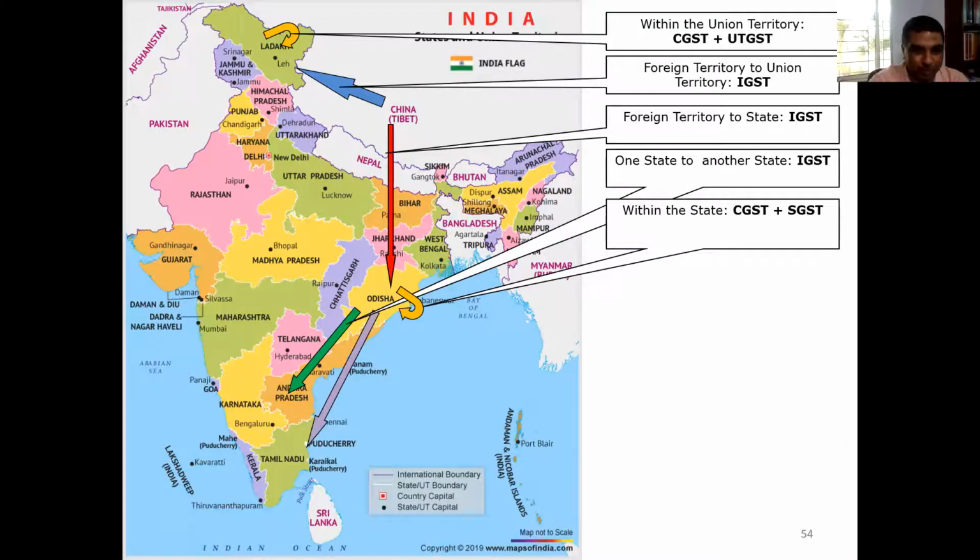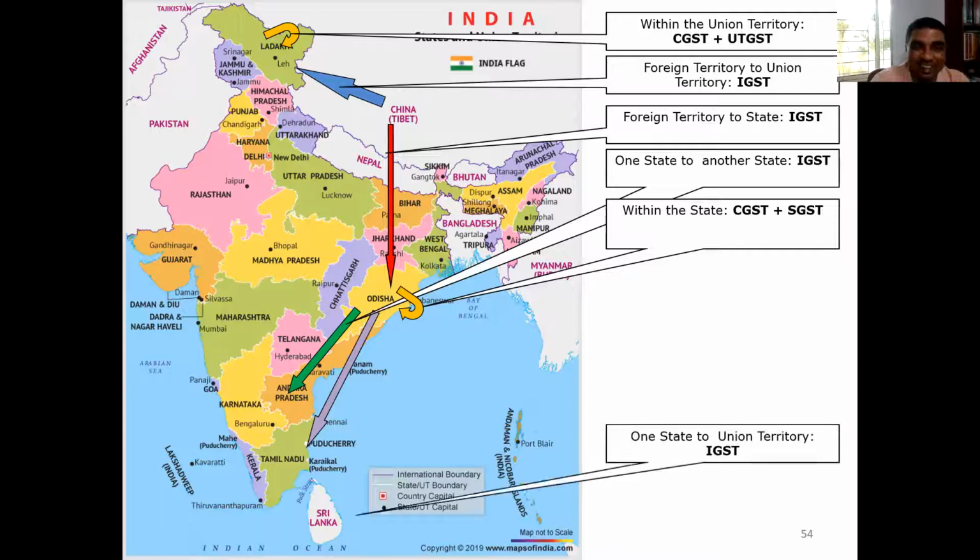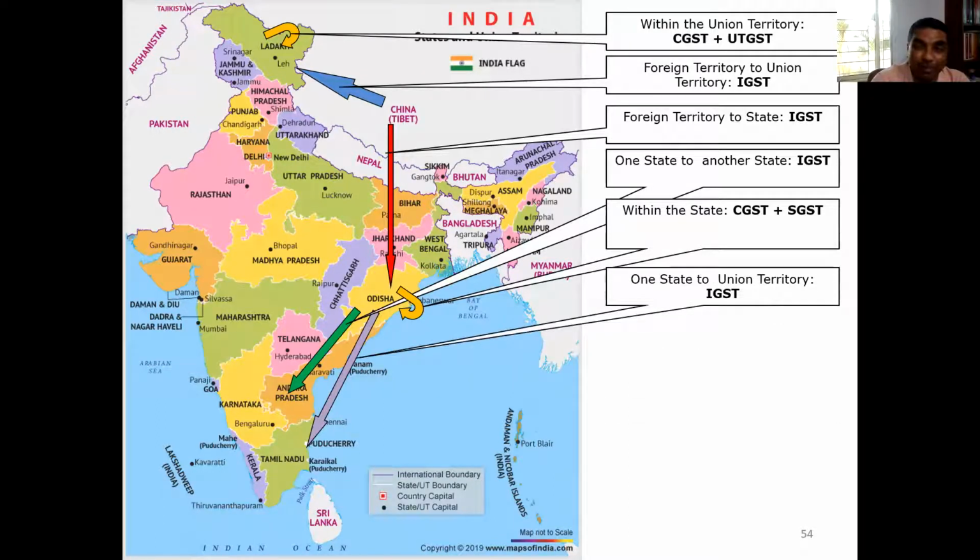Take this example. Odisha to Tamil Nadu. Now Odisha to Puducherry. IGST. Why plus? It is only IGST. Outside the state means IGST. One state to union territory, IGST. Now Puducherry to Sri Lanka.